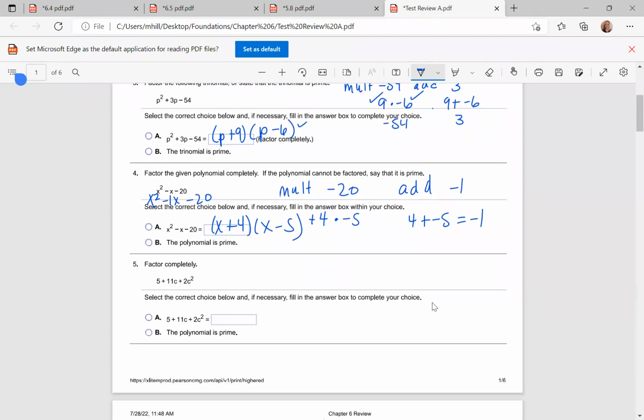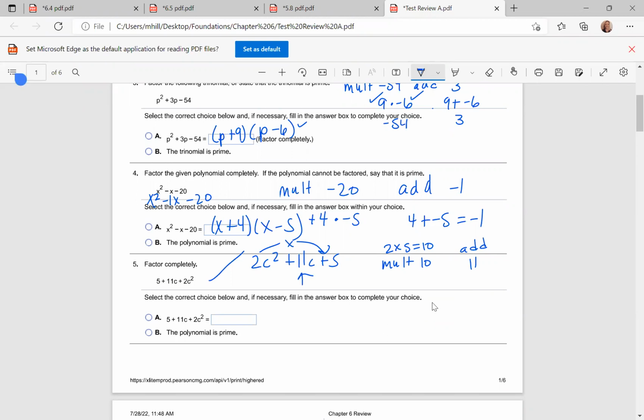So on number 5, to start off with, I'm noticing that the squared part is in the back. So the first thing I would do on this one is rearrange it and put the 2c squared in the front plus 11c plus 5. Now remember, this one is just a little bit different. If we're going to work this one, we want to take the 2 and multiply it by the 5. So 2 times 5 is 10. So we need to think of two numbers that multiply to 10 and add to 11, which is this term in the middle.